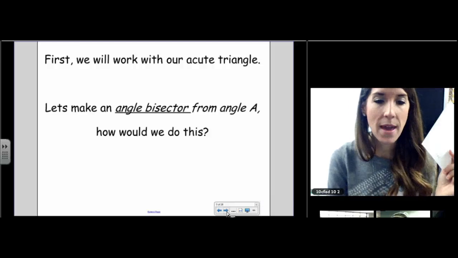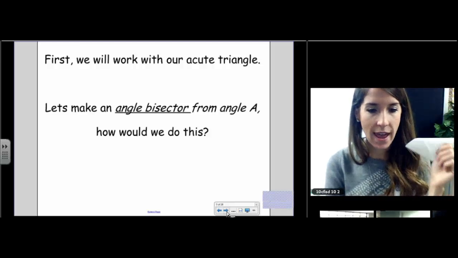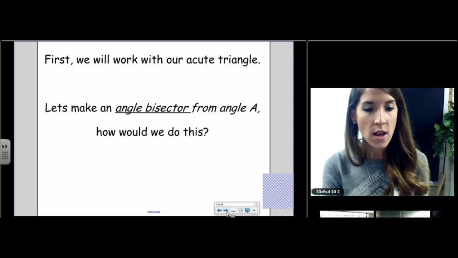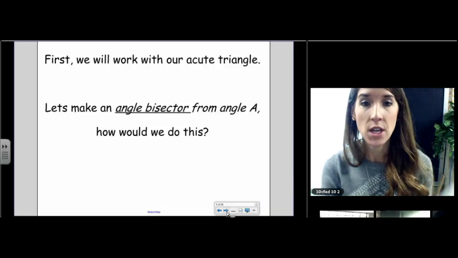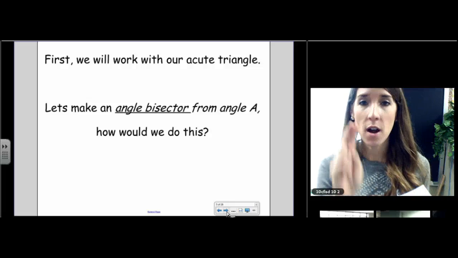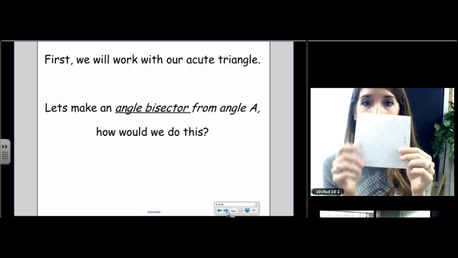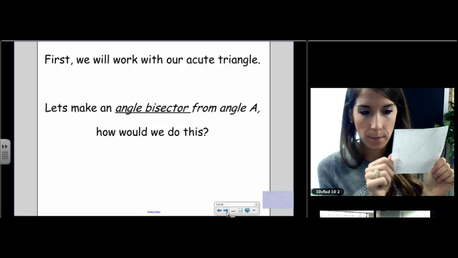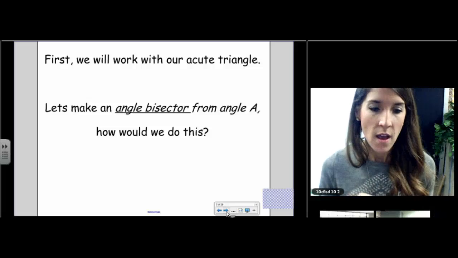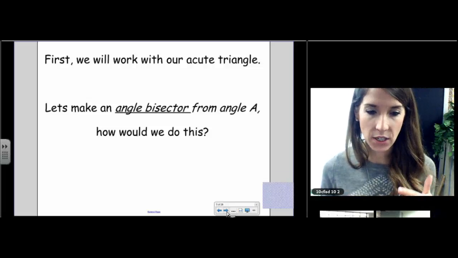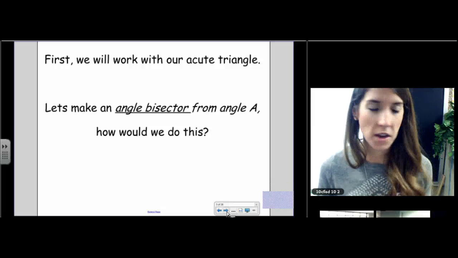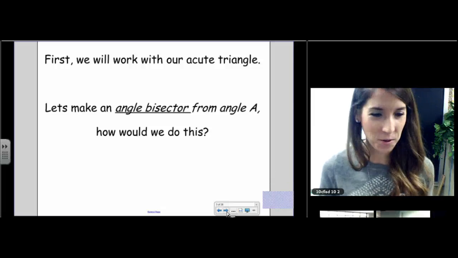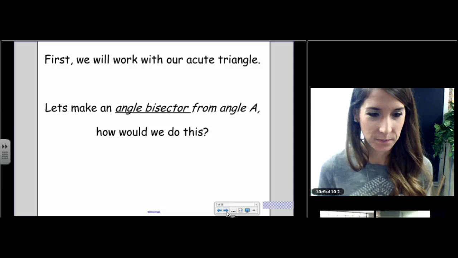Okay, so we're going to make an angle bisector from angle A. How would we do that? We can't use measurement tools. We're not allowed to use rulers. We're not allowed to use protractors. We're only allowed to use this sheet of patty paper. How could we find the angle bisector of A? We're not using a compass, a protractor, or a ruler. No measurement tools. Fold the paper. Very good.